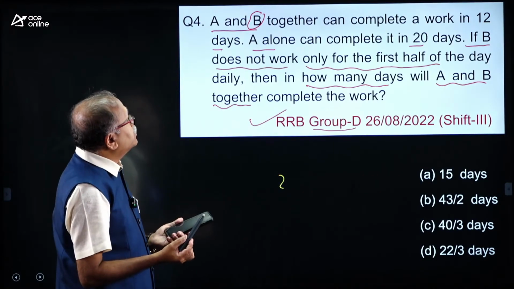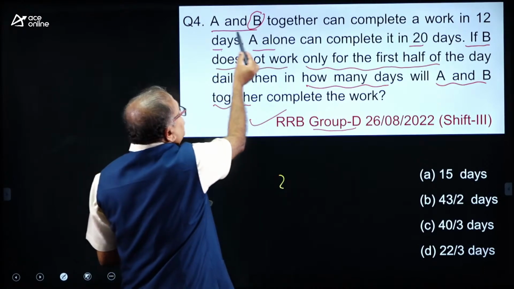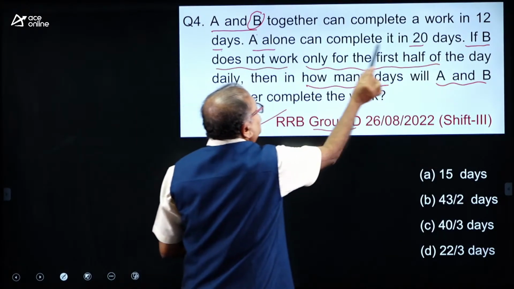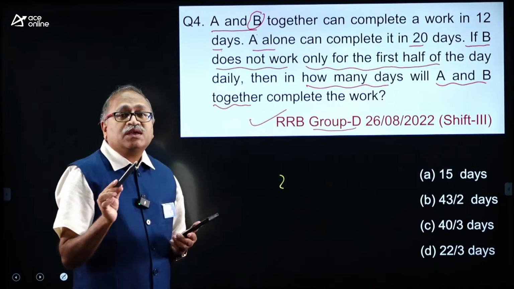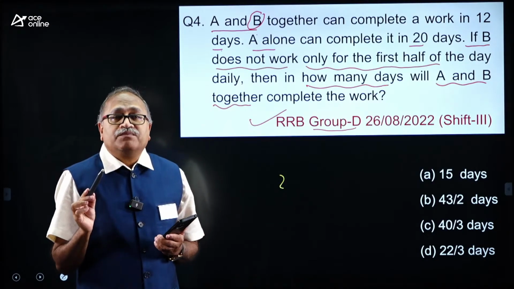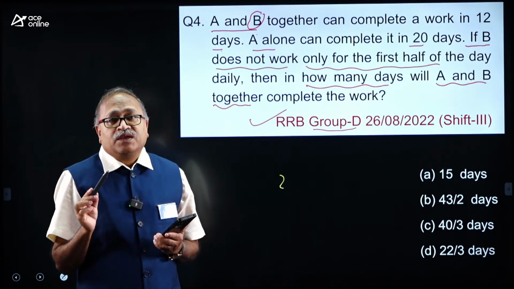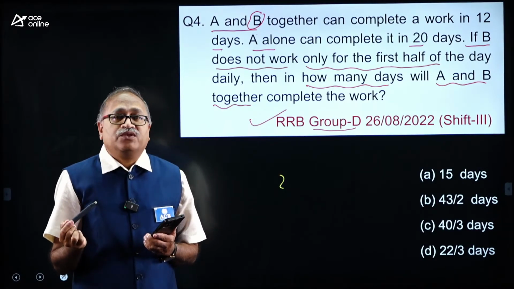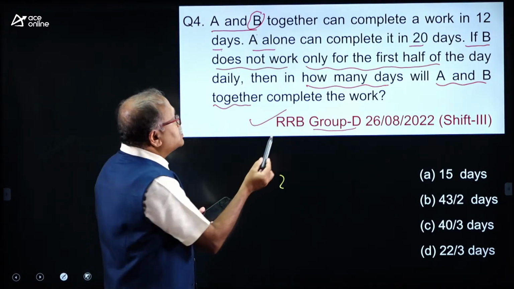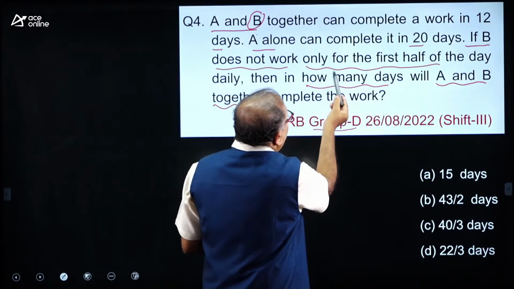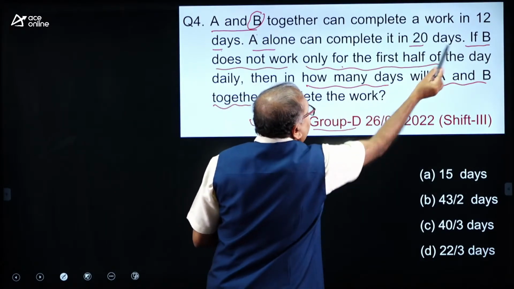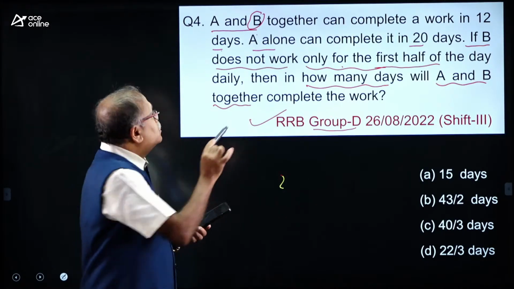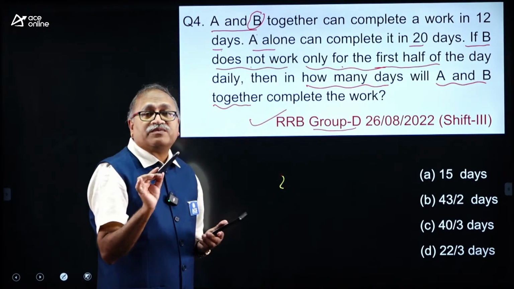I start solving it. I know if A and B together can complete the work in 12 days, A alone can complete the work in 20 days, I can find out B alone can complete the work in how many days, and A plus B can complete the work in how many days, that also we know how to find out. But a small twist is there, that B worked only half of the day. He does not work the first half of the day.